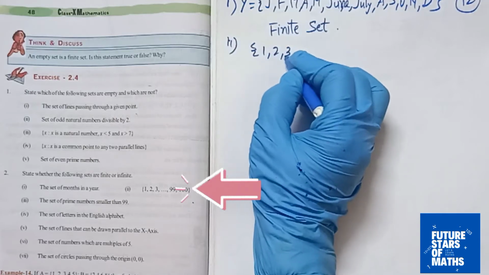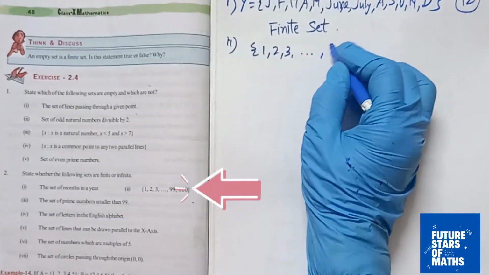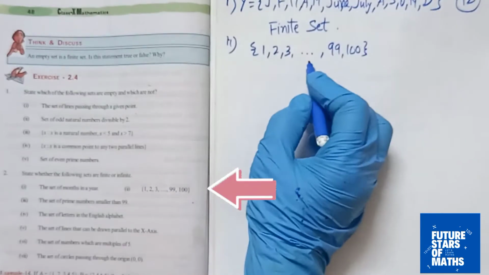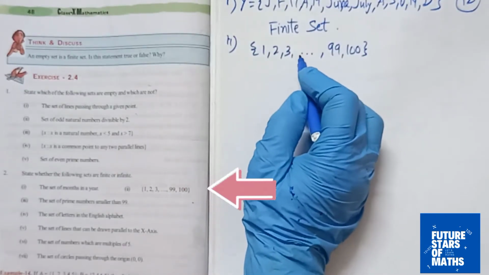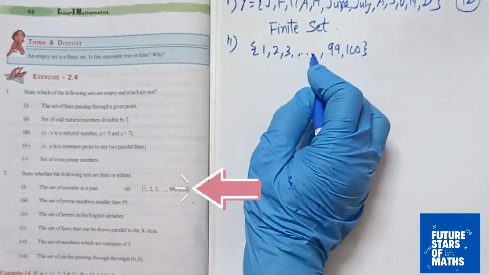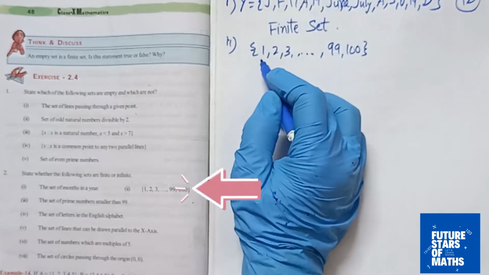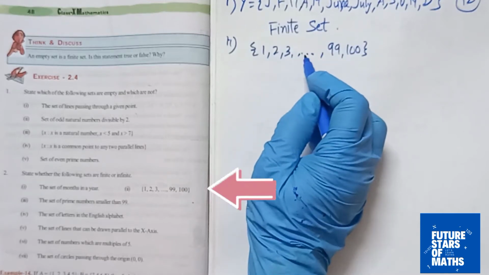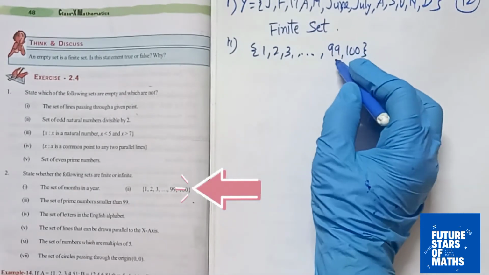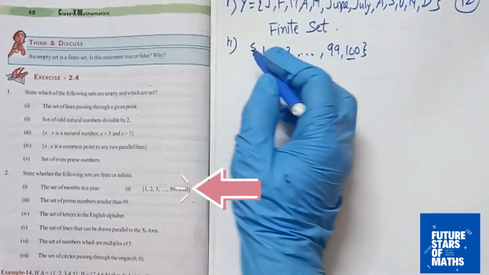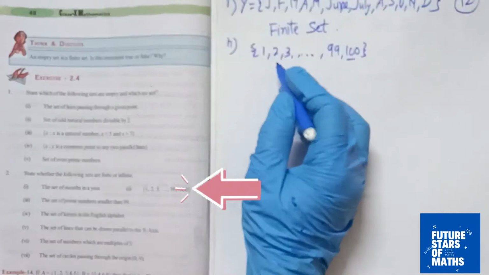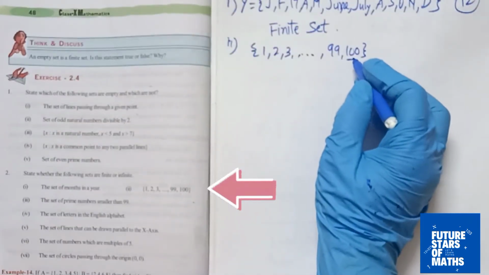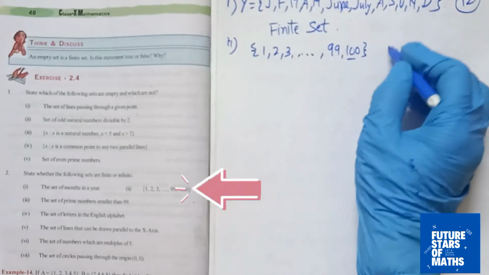1, 2, 3, then dots are given, then 99, 100. So in this set, the middle elements are not written, only dots are given. The first element is 1, and the elements increase: 2, 3, natural numbers. The last element is 100, that is from 1 to 100. That means how many elements are there in this set? By seeing the last element, we can say that 100 are there.